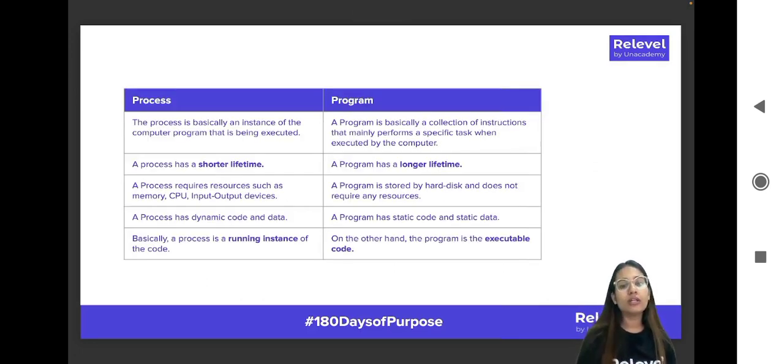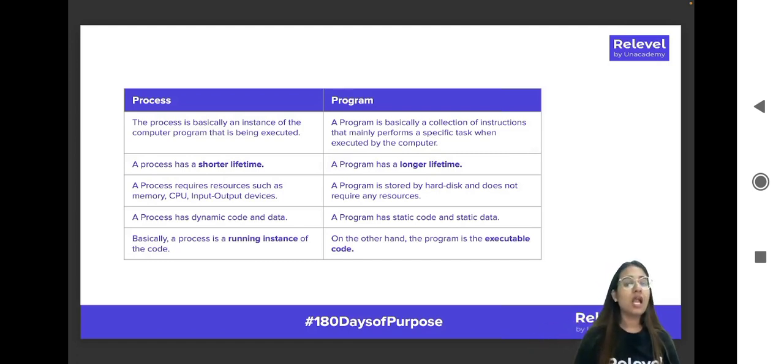Now we have good enough knowledge to understand what exactly a process is and what exactly a program is. So we'll take a diagrammatical view of the differences between them. A process is an instance of a computer program that is being executed. A computer program that is being executed becomes a process, whereas a program is a collection of information. It's an executable file which has a set of instructions, and if you complete those instructions, you are able to perform a specific task for the computer.